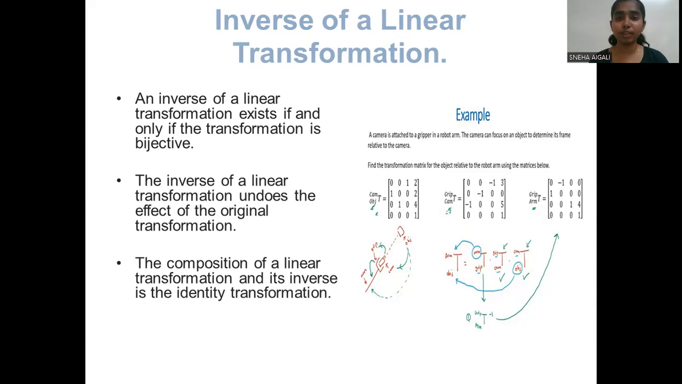Here we have an example for that. That is, a camera is attached to a gripper robot arm. The camera can focus on an object to determine the frame relative to the camera. Find its transformation matrix for the object relative to the robot arm using the matrix below. Now you can get to know this topic better by going through this example.